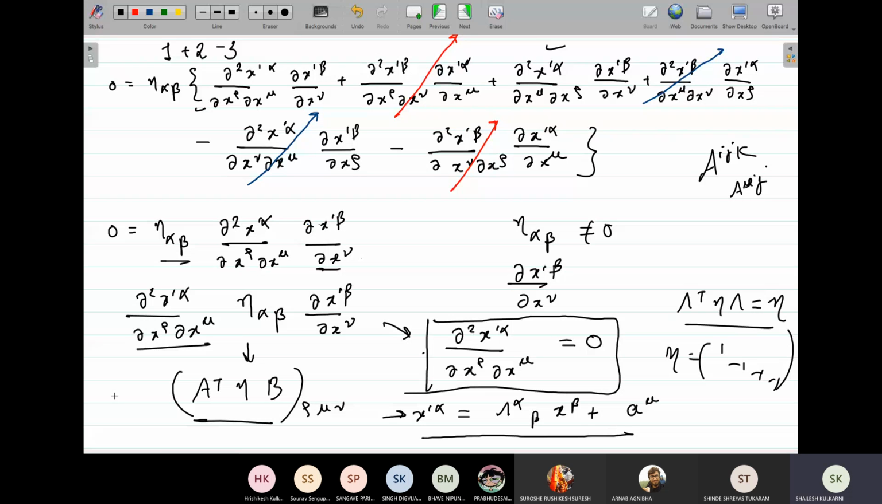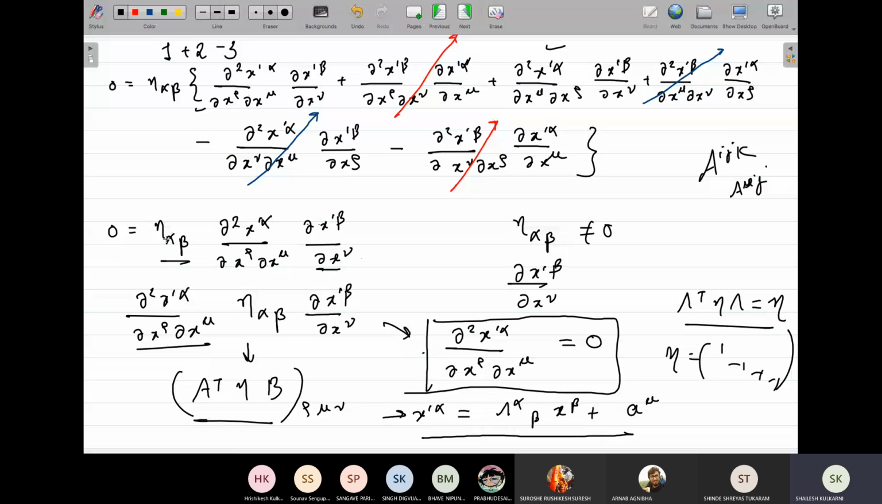What was your question? Sir, just like lambda transpose eta lambda equals eta, we can say something about the Lorentz transformation. So what can we say about this A transpose eta B? No, this is not a rule. I just denoted it. It carries no physical meaning. It is just for your convenience, the purpose of writing this is just to emphasize that this is equal to zero.